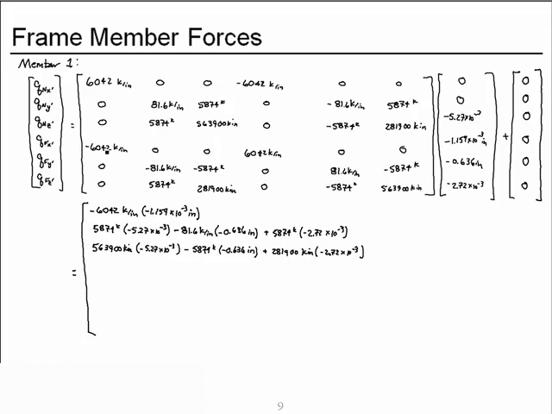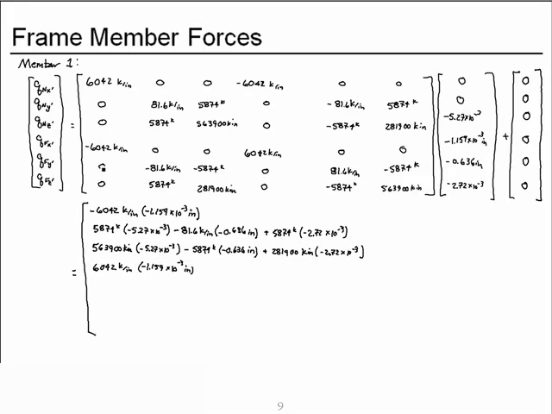Fourth row, or fourth term here, this will be multiplied by 0. These zeros, the 0 times this deformation, and then we get contribution from these, 6042 kips per inch times the minus 1.159 times 10 to the minus third inches, 0, 0, and add in the fixed end force, which is 0.